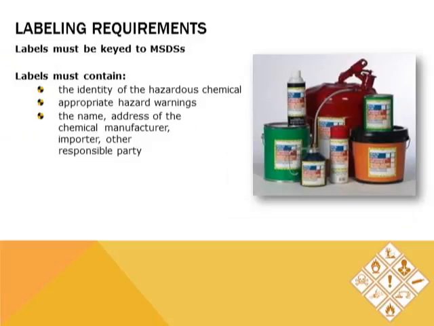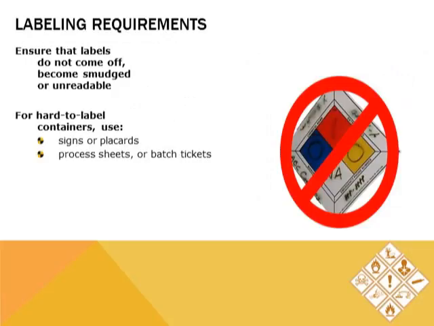Labeling requirements. Labels must be keyed to the MSDS. Labels must contain the identity of the hazardous chemical, appropriate hazard warnings, and the name and address of the chemical manufacturer, importer, or other responsible party. Labeling requirements ensure that labels do not come off, become smudged, or unreadable. For hard-to-label containers, use signs or placards, process sheets, or batch tickets.